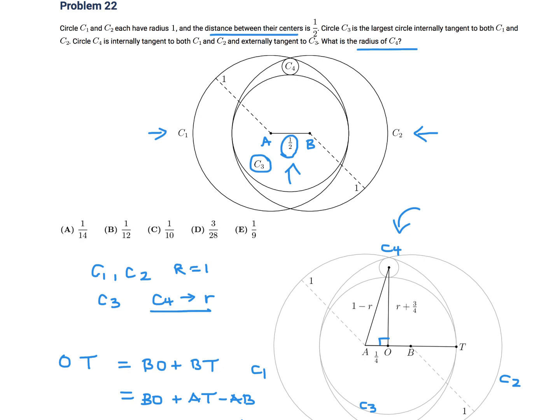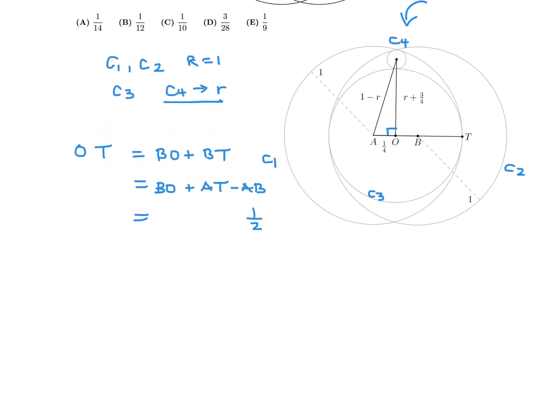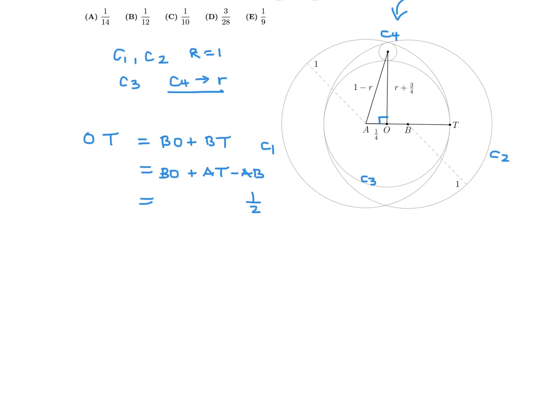The distance between their centers. So A and B were the centers of C1 and C2 respectively. So since A is the center of C1, from A all the way to the end would be the radius, and that is 1.